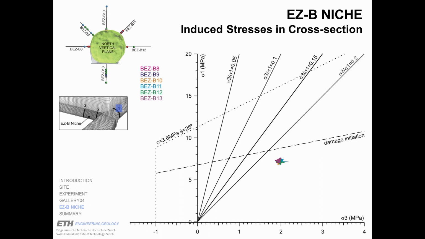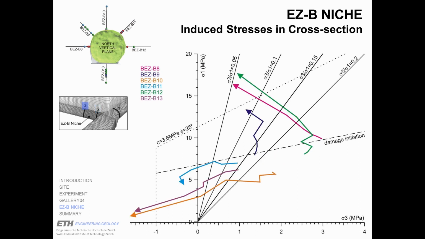So these are the initial stresses along these boreholes, so clearly below the damage initiation. This is when the entrance to the EZB niche has been constructed, so also now all the boreholes do not really reach stresses which are above the damage initiation, and now we have fully excavated the EZB niche, and now you see that some boreholes really reach stresses which are in an area which is in sigma 3, sigma 1 ratio, which is very low.